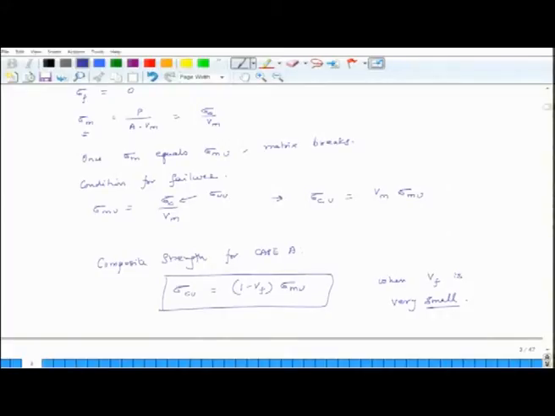When Vf is extremely small, fibers break, and at that time all the extra load from fibers gets transferred to matrix. Matrix can still absorb that extra load. So, I can keep on loading it further, and finally the matrix will fail when the stress in the composite sigma Cu equals 1 minus Vf times the ultimate strength of the matrix material in tension. Okay, so this is case A.